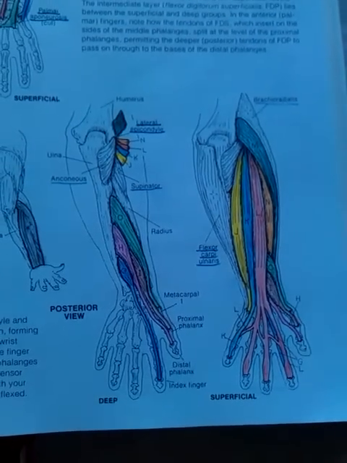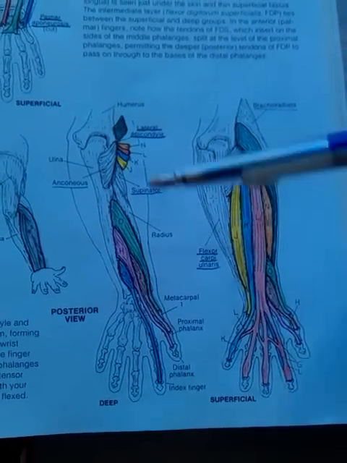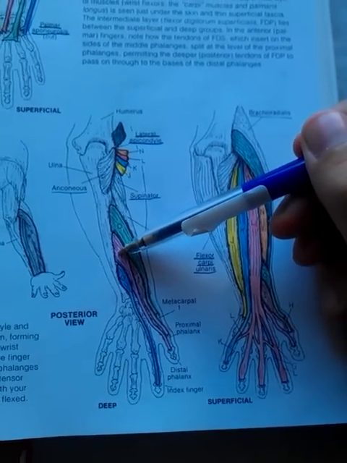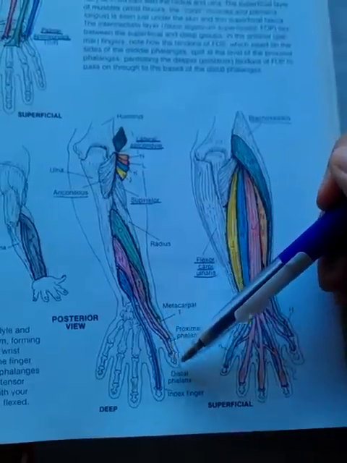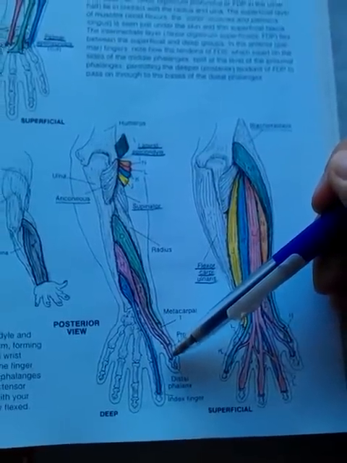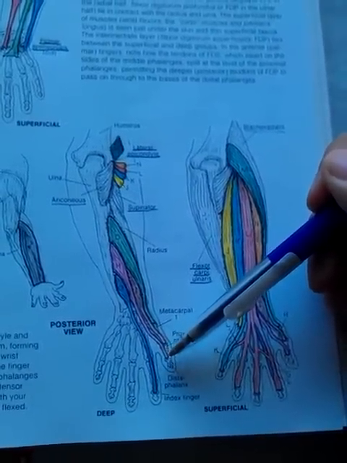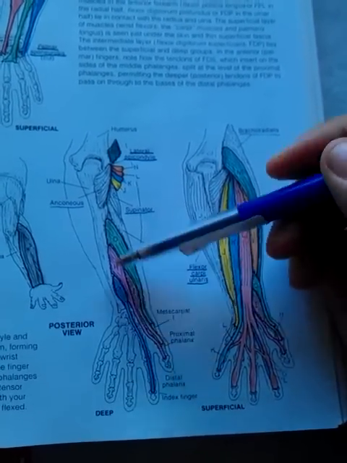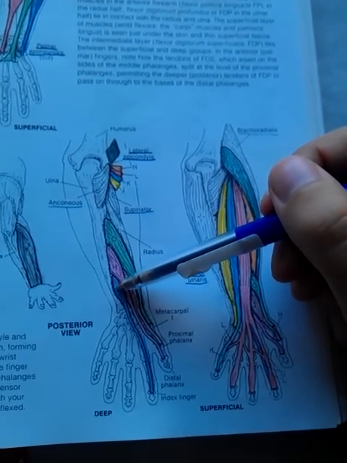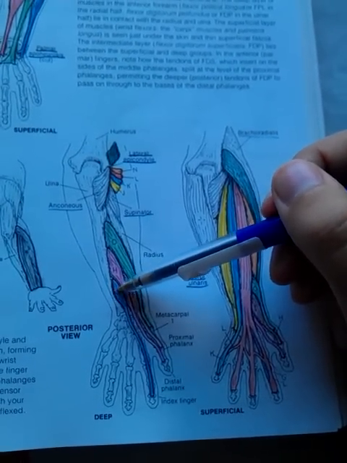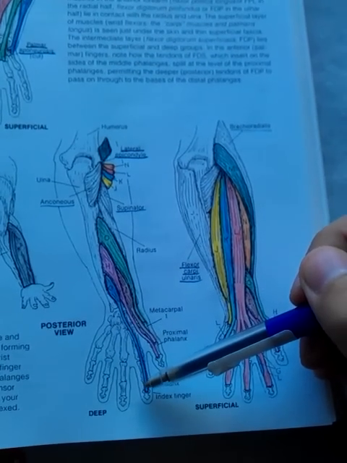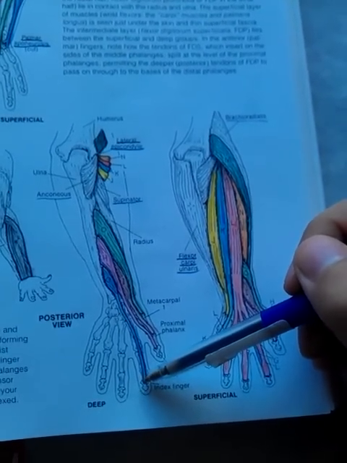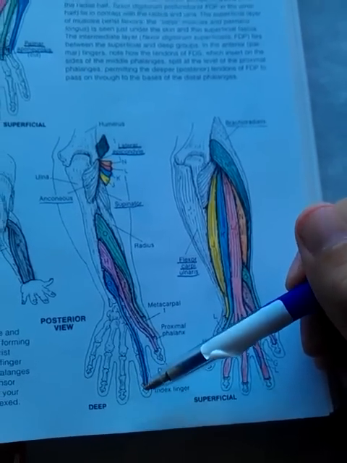Then you have extensor pollicis longus, which originates on the ulna and interosseous membrane, and inserts on the base of distal phalanx. Function is extension of phalanx of thumb. You have extensor indicis, originates on the ulna and interosseous membrane, and inserts on the base of distal phalanx of the index finger. Function is extension of index finger.